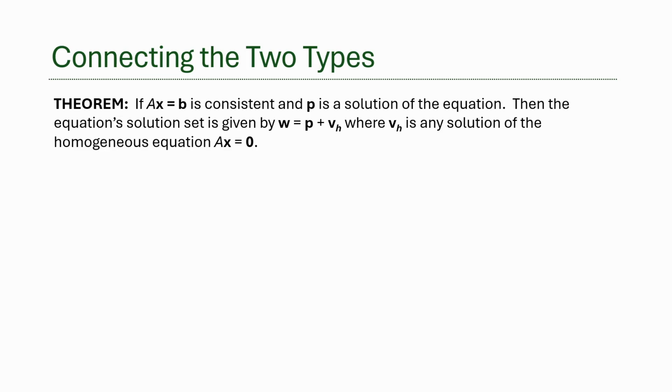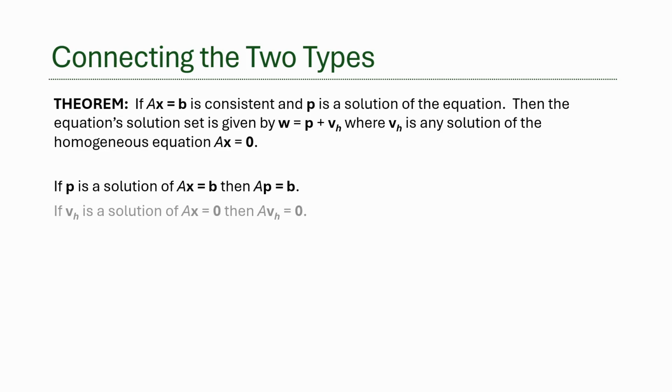Okay, so I'm going to go through a proof of this real quick because it's a straightforward, very elegant little proof. Then I'm going to talk a little bit more about exactly what we're seeing from this theorem in a structural sense. So we're starting off with P as the solution of AX equals B. In other words, AP equals B. We also know that V sub H is the solution of AX equals 0. So we substitute VH in there for X, and we get AVH equals 0.